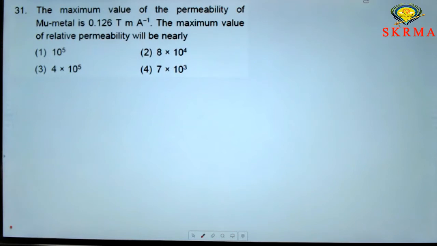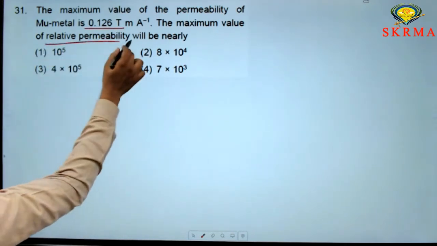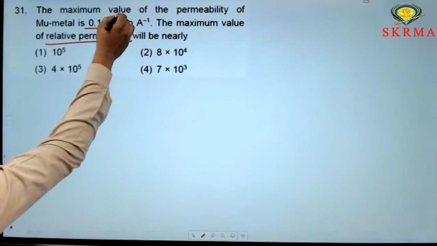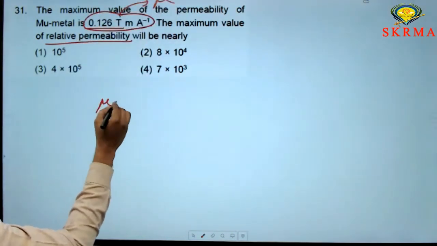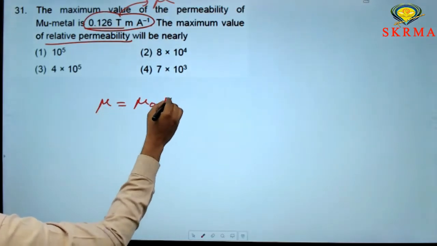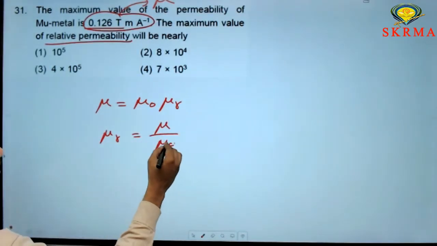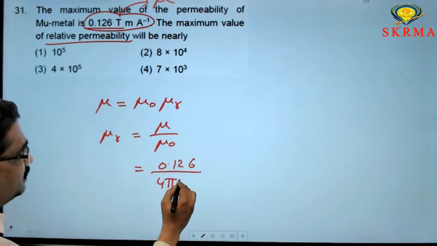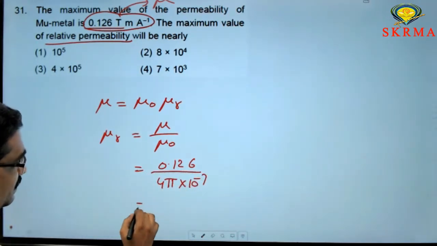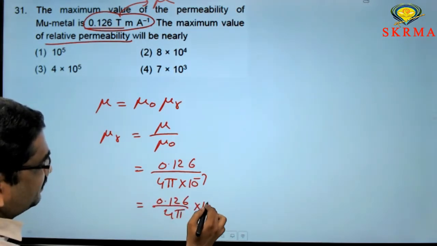Next, the maximum value of permeability mu is 0.126 Tesla. Then the maximum value of relative permeability. So mu is given. What is the formula for mu? Mu equal to mu naught into mu r. Now from this one, mu r equal to mu by mu naught. Mu value is given as 0.126. Mu naught is 4 pi into 10 power minus 7. Now 0.126 by 4 pi into 10 power minus 7.